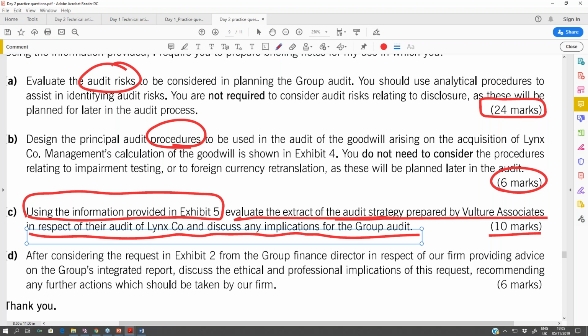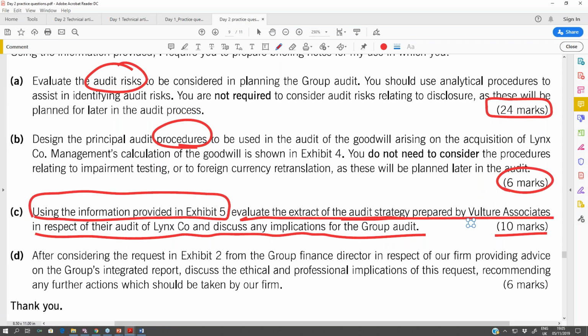Now we are the group auditor in this question. Links is a subsidiary of the group, and we are not the auditor of Links, but someone else is, and the name of the auditor for Links is Vulture Associate. So Vulture is doing the audit of Links. We know this is known as a component auditor. So Vulture is the component auditor, looking after Links. Links is a subsidiary of the group, and you are the auditor of the group. We need to evaluate the strategy prepared by Vulture in respect of the audit of Links company and see whether there is any implication for the group audit for 10 marks.